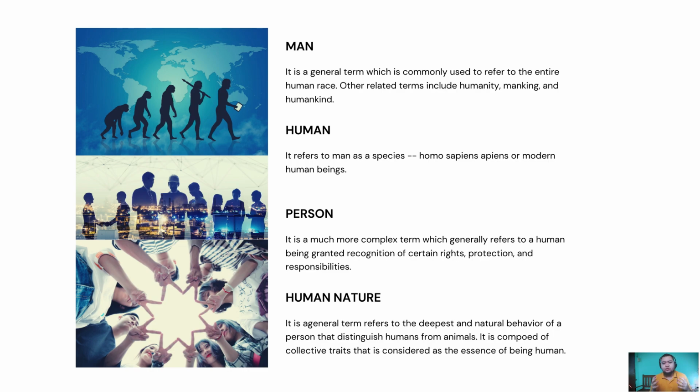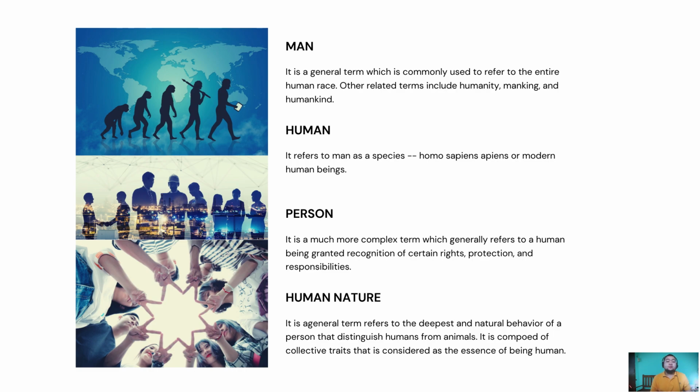We, modern human beings, are considered one of the most successfully adapted species on the planet. Person is a much more complex term which generally refers to a human being granted recognition of certain rights, protection, and responsibilities. And human nature is a general term which refers to the deepest natural behavior of a person that distinguishes humans from animals. It is composed of collective traits that are considered the essence of being human.